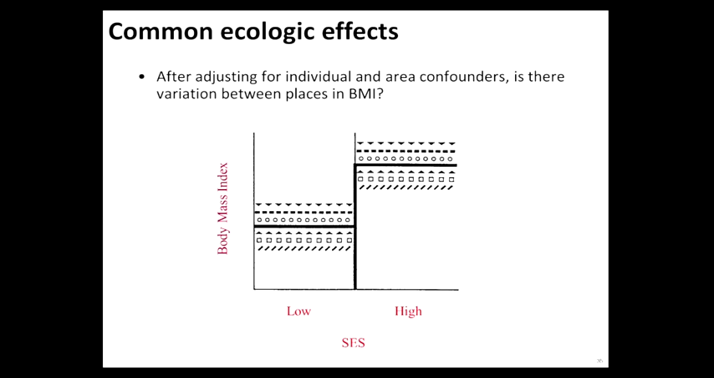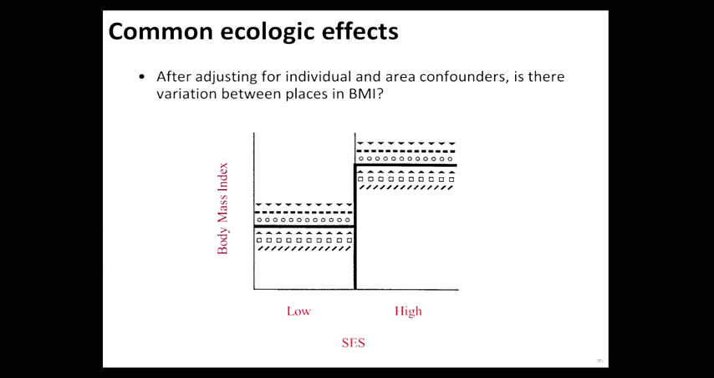So what do I mean by a common effect? Let me try to illustrate that. One question that motivates this type of framework is: after adjusting for individual and area level confounders, is there variation between places in BMI? In this slide, on the x-axis I've plotted 2 groups, the low socioeconomic status and the high socioeconomic status. On the y-axis is body mass index. Because a lot of the sites are still in low and middle income countries, often we find that the high SES tend to have a higher BMI than the low SES.